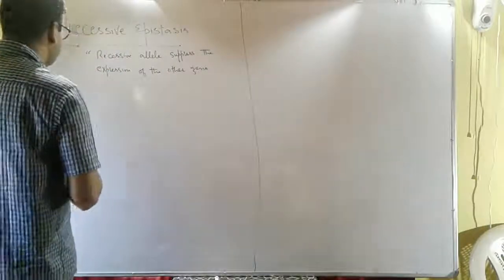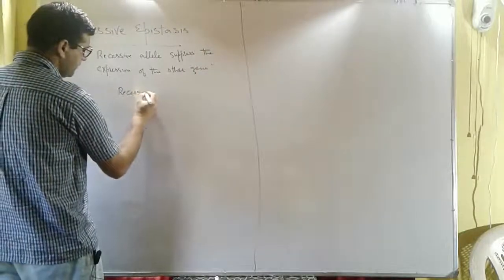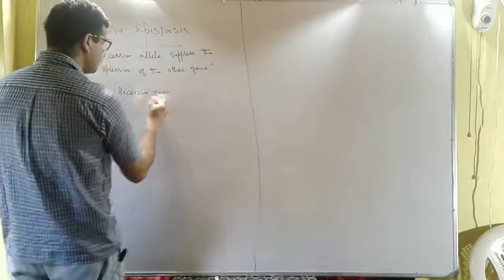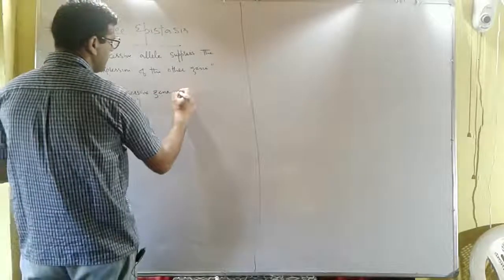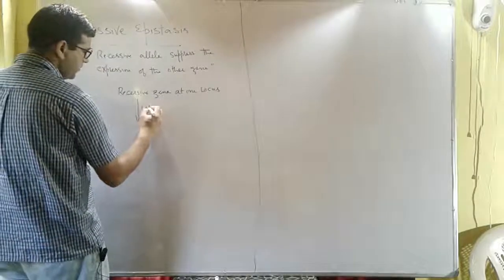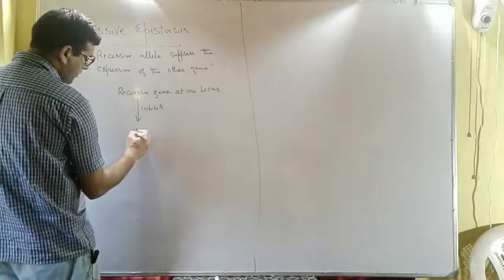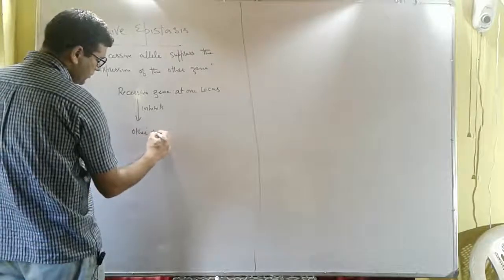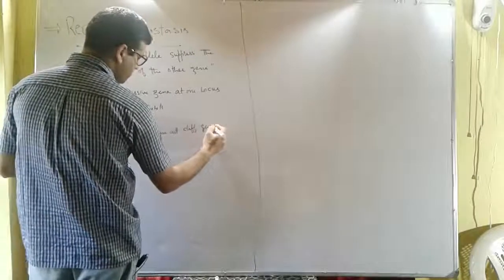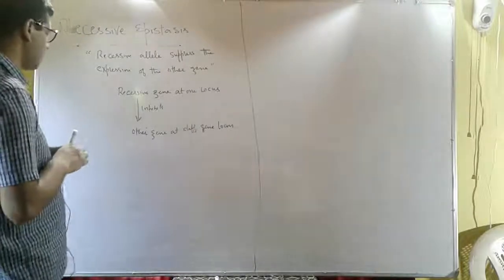We can write it down like this. It is a recessive allele, or we can say a recessive gene. A recessive gene at one locus inhibits the expression of another gene at a different gene locus. So this is what is called recessive epistasis.